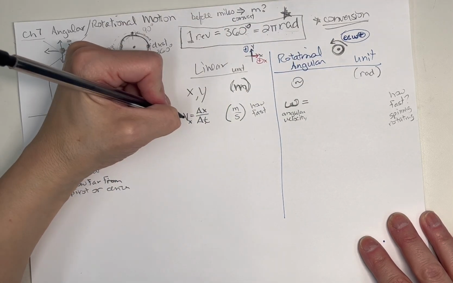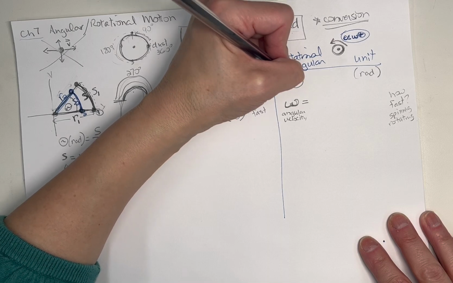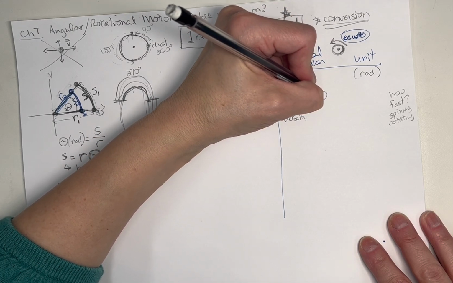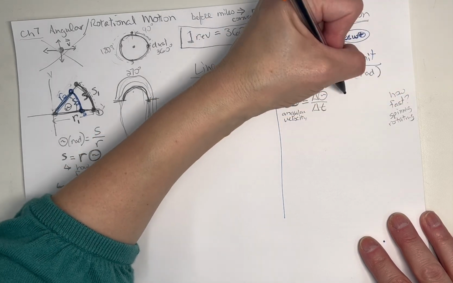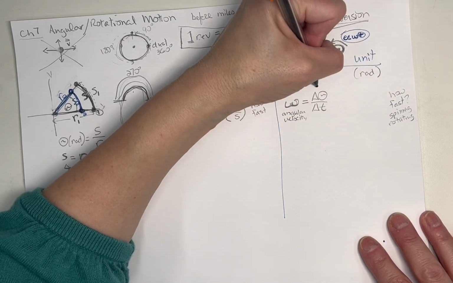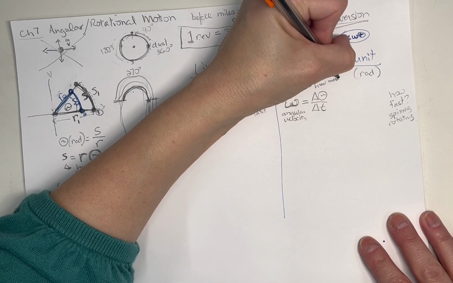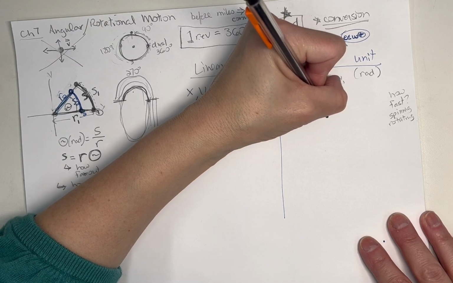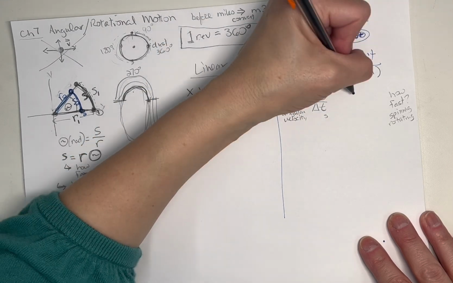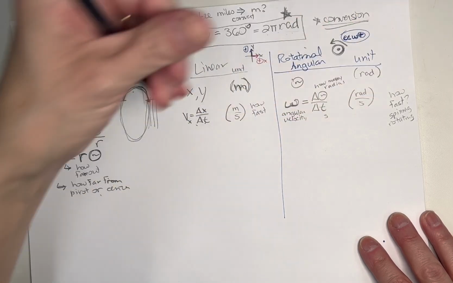Okay, and if a velocity is a displacement over time, then angular velocity must be angular displacement, so it needs to be change in theta over time. How fast is it spinning, or how many radians per second? Therefore the unit must be radians that it's moving per second.